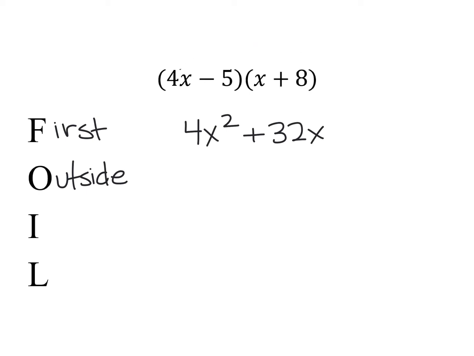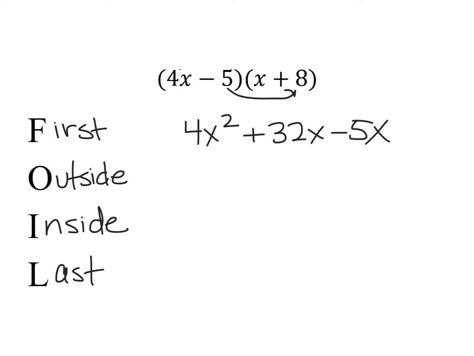All right. The I stands for inside. Can you figure out which ones are the insides? Well, that's these two right here, the -5 and the x. And so that's -5 times x is -5x. And then finally, the L stands for the last, which again just means the last number in each binomial times each other. So in this case, it's the -5 times the 8, which is -40.